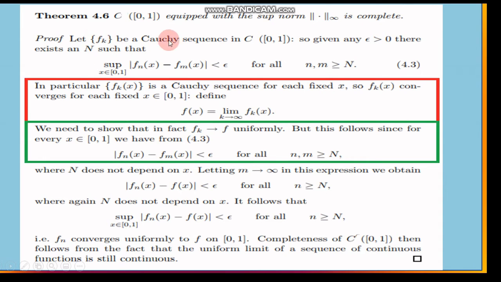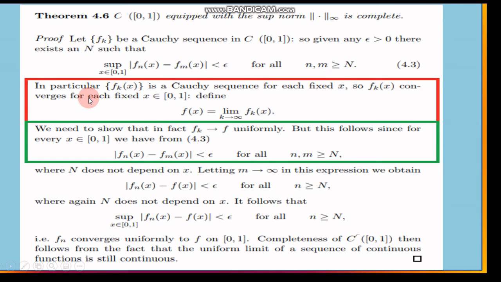Let's suppose f_k is a Cauchy sequence in C[0, 1]. For a given epsilon greater than 0, there exists some capital N such that the sup norm, the norm here means sup norm, so modulus of f_n(x) minus f_m(x) is less than epsilon for all n, m greater than N. Since the maximum itself is less than epsilon, modulus of f_n(x) minus f_m(x) itself is less than epsilon. So the sequence f_k(x) is clearly a Cauchy sequence for each x: f_1(x), f_2(x), f_3(x), and so on.